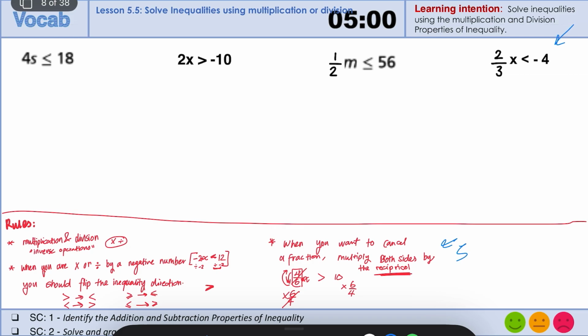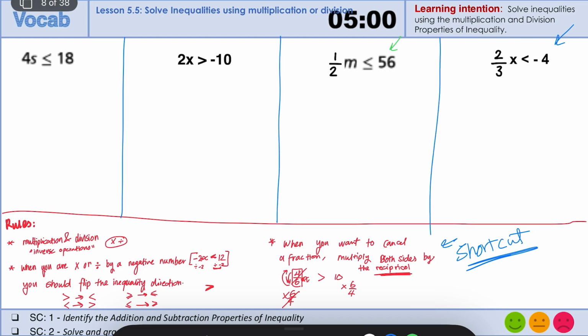Now you will see I'll solve one of them with this shortcut. This is a shortcut, okay? You don't have to follow it. And I will solve the other example with the normal way, okay? So let's see. I'll start with these examples that don't have fractions, okay? Let's start with this one.